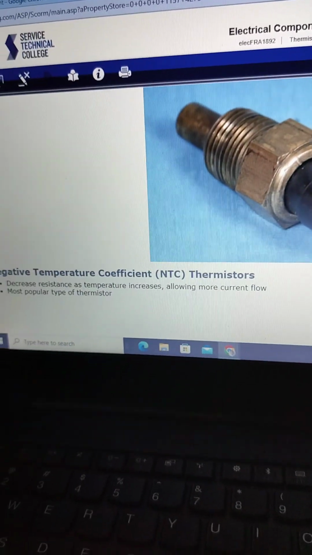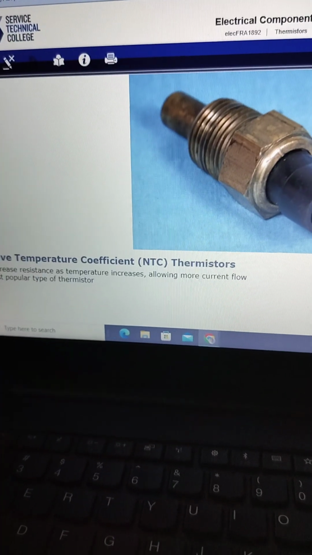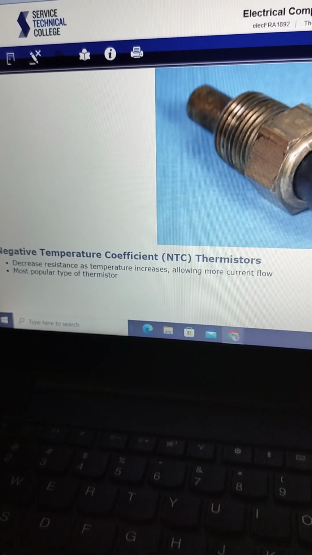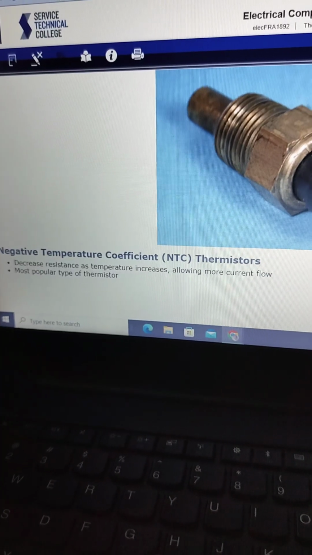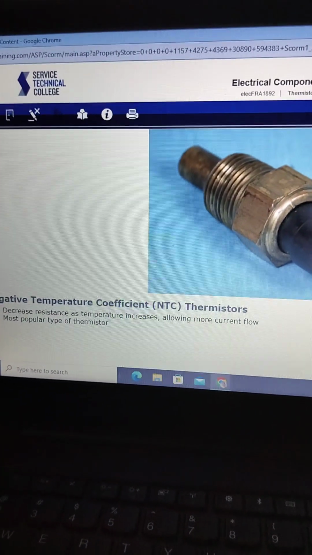Negative temperature coefficient, or NTC thermistors, decrease their resistance as temperature increases. As the resistance decreases, this allows more current flow. The NTC thermistor is the most popular type of thermistor used.